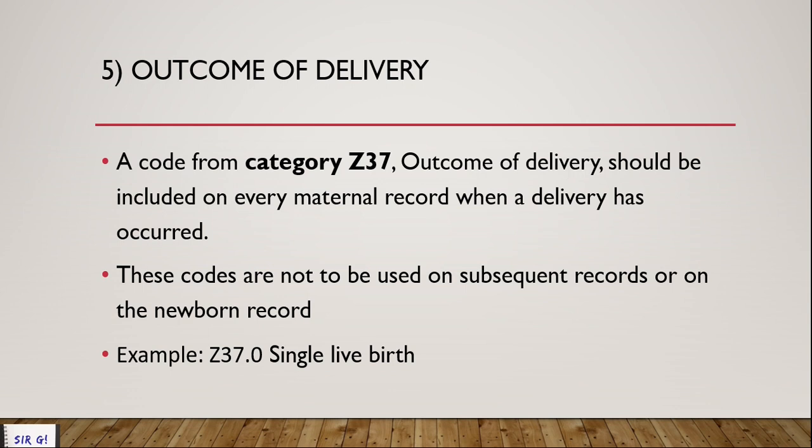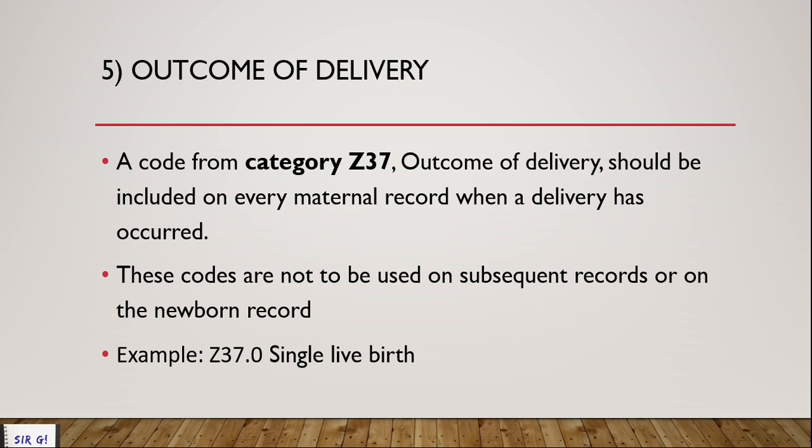Outcome of the delivery. When we are talking about outcome of the delivery, we're talking about whether it is single, twins, triplets, like that, or whether it is live or dead. Because there is stillbirth. You have your live birth and you have your stillbirth, and the difference is also whether it's single or multiple. Outcome of the delivery: a code from category Z37, outcome of delivery, should be included in every maternal record.